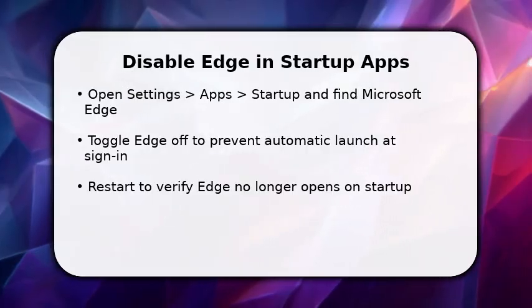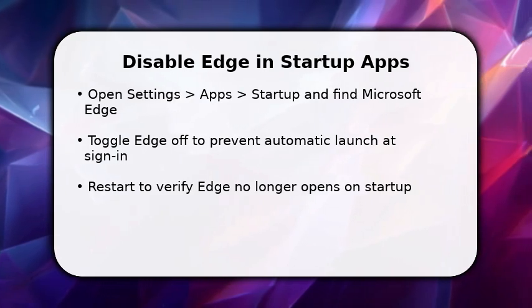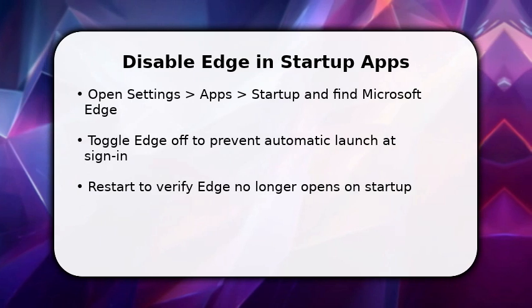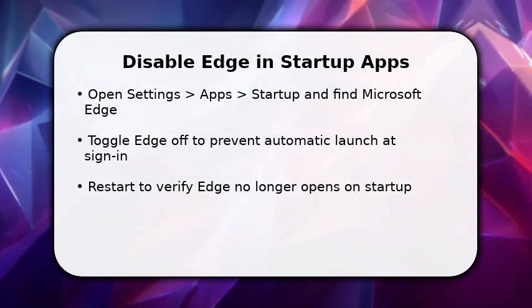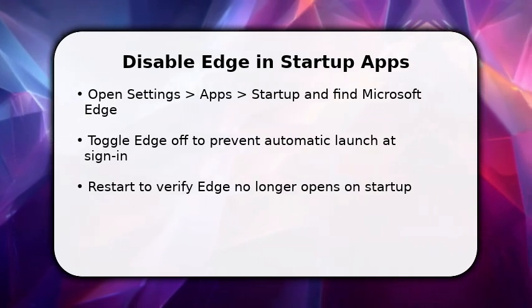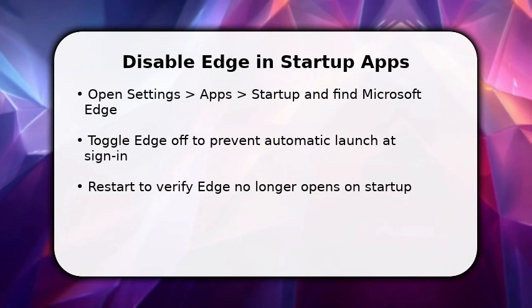You'll start inside Settings because that's the fastest way to stop Edge. Open Settings, go to Apps, then Startup. You'll see a list of apps permitted at sign-in. Locate Microsoft Edge and toggle it off. Doing this prevents the system from launching Edge automatically after you sign in.